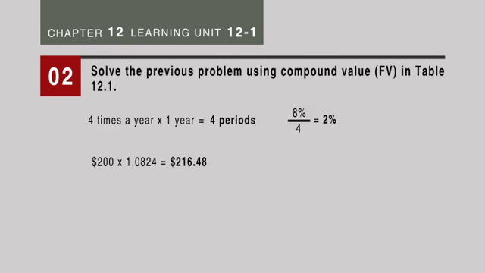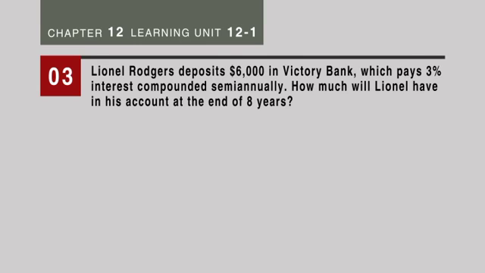$216.48. For number 3, it says Lionel Rogers deposits $6,000 in Wittry Bank, which pays 3% interest compounded semi-annually. How much will Lionel have in his account at the end of 8 years? So we're trying to find the future value because they're asking us what is the amount at the end.